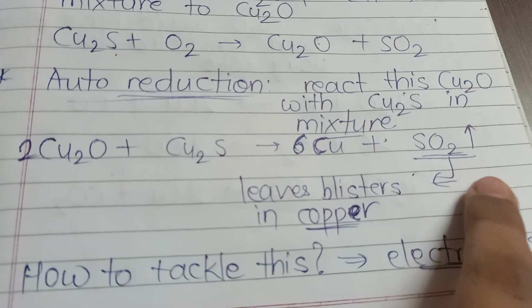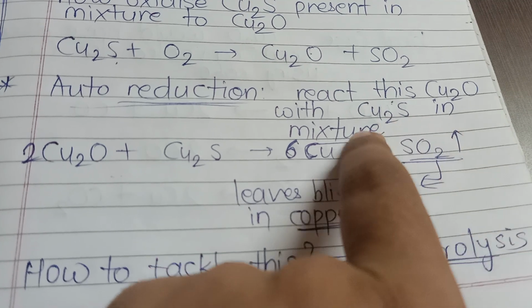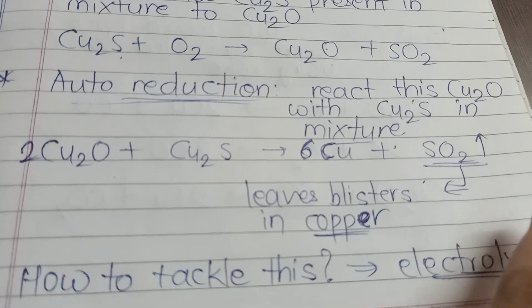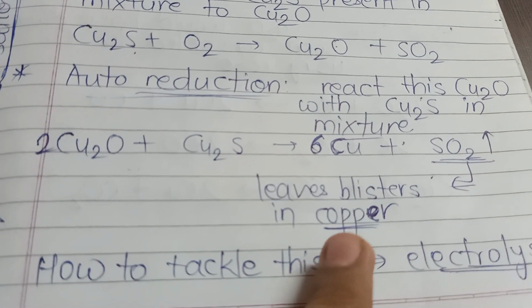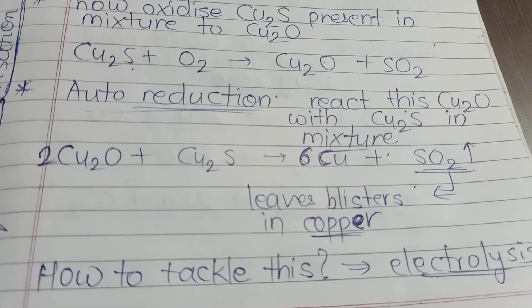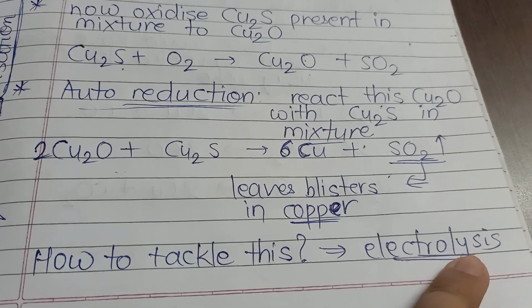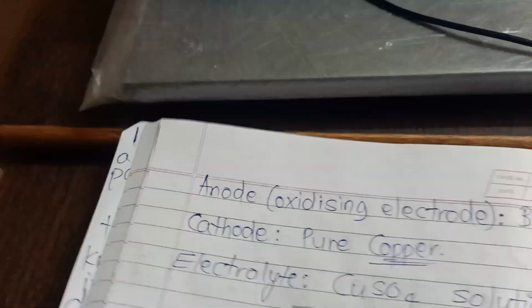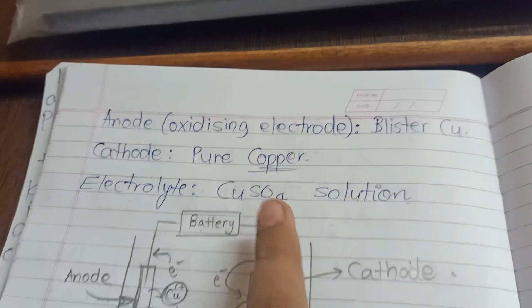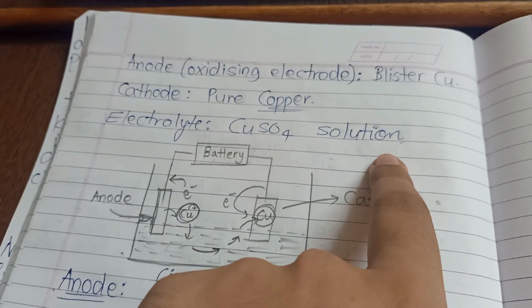Now, another problem that arises here is that some of the sulfur dioxide hasn't completely been liberated from the furnace. The trapped SO2 leaves behind blisters in the copper which is formed here. So now this is another problem which needs to be tackled, and this is done by the process of electrolysis. In electrolysis, we place this blister copper at the anode. At the cathode, we place pure copper, while in the electrolyte, we use CuSO4 solution.